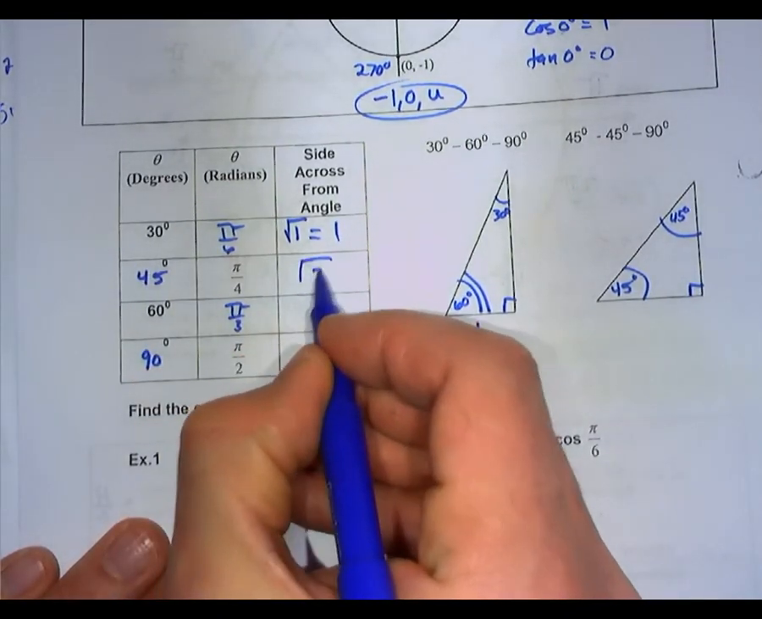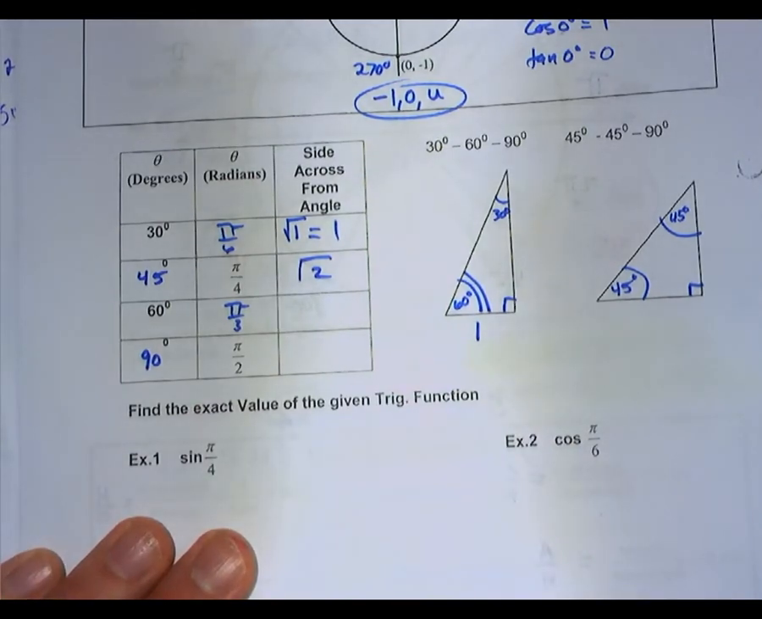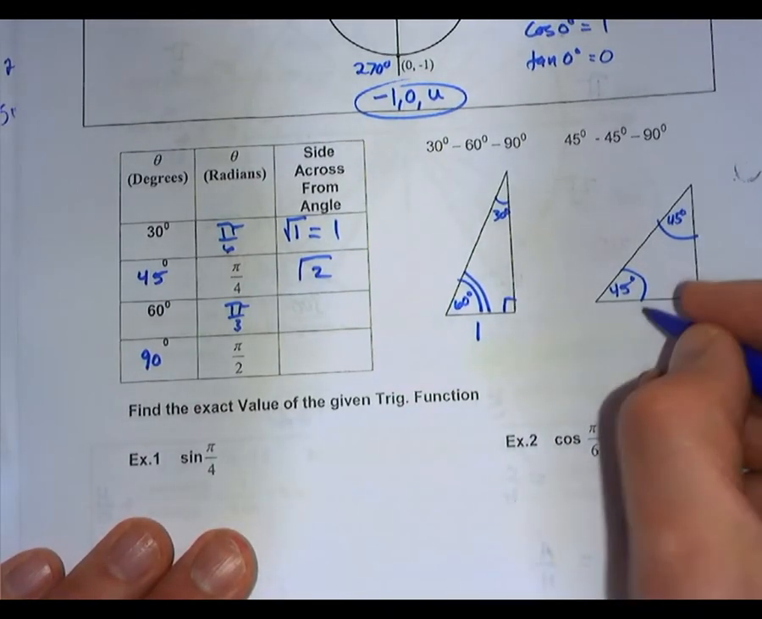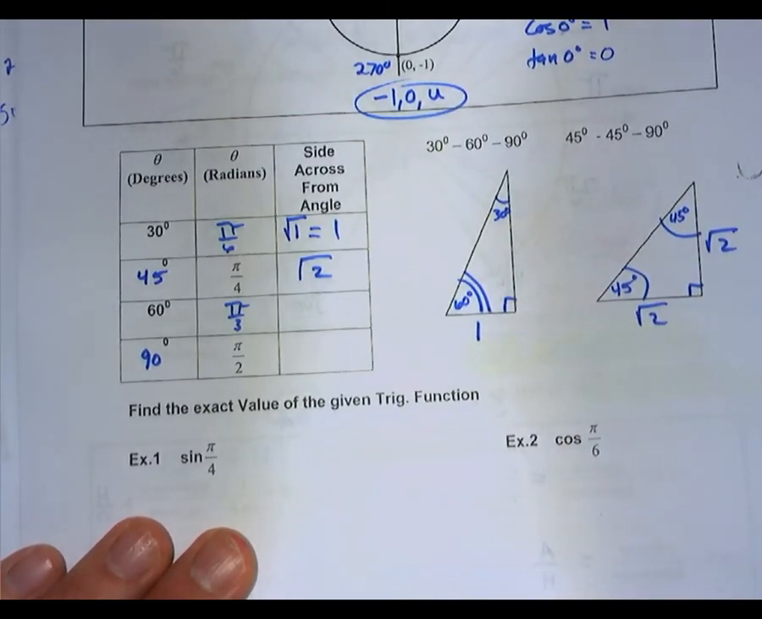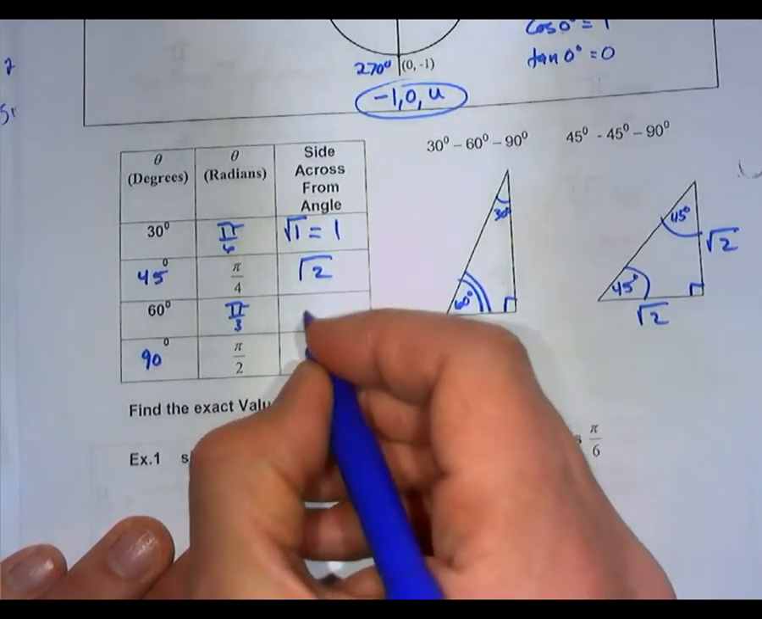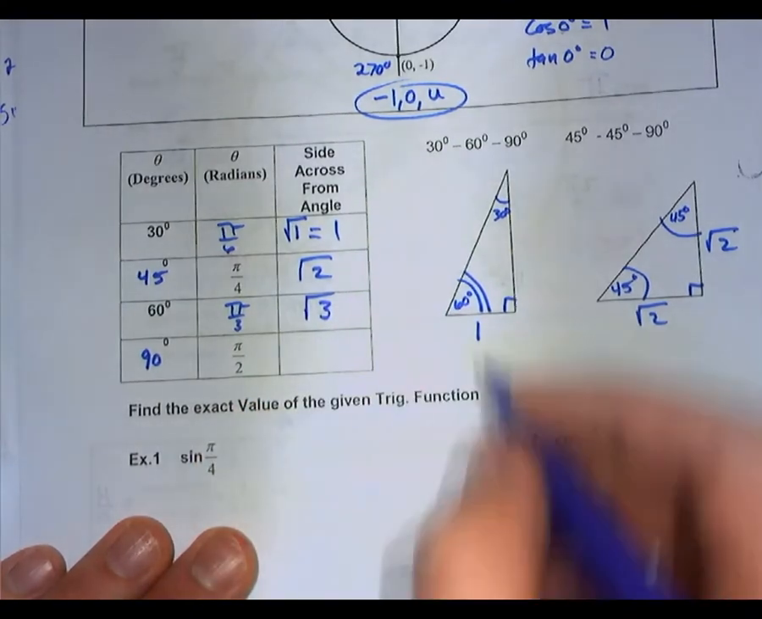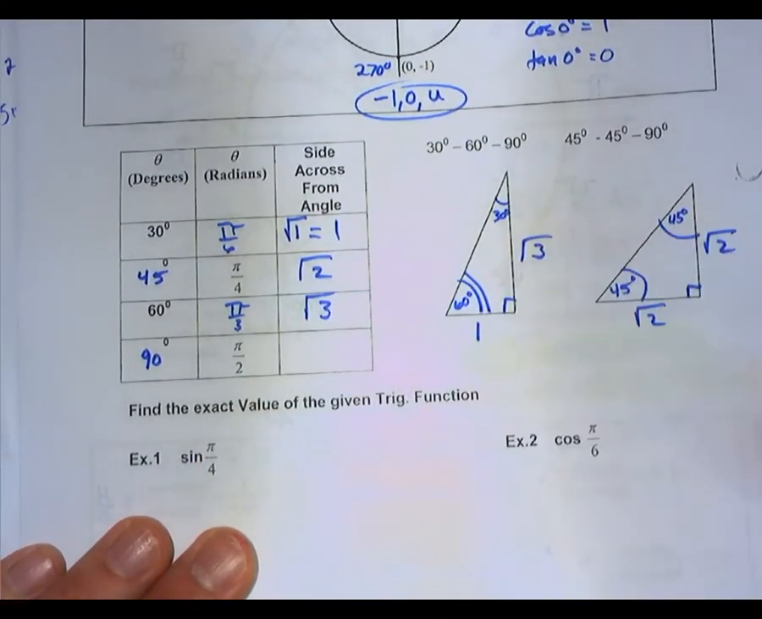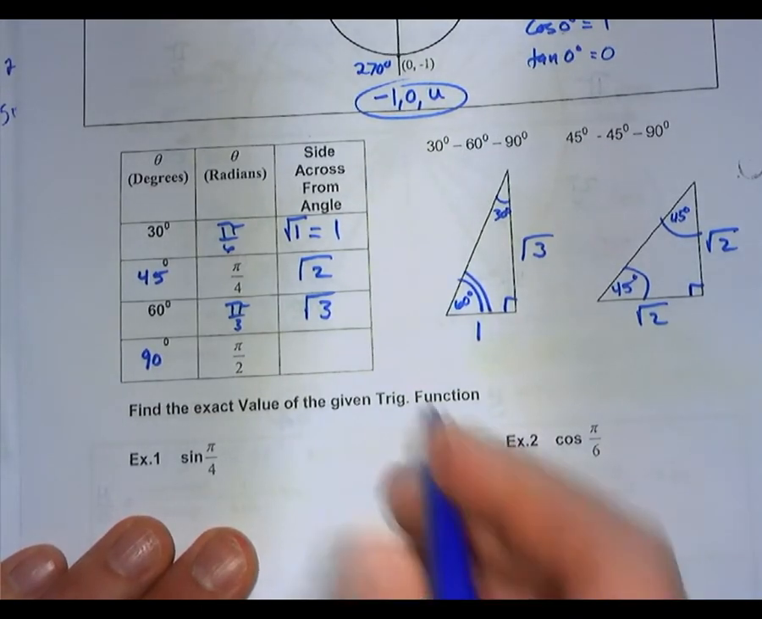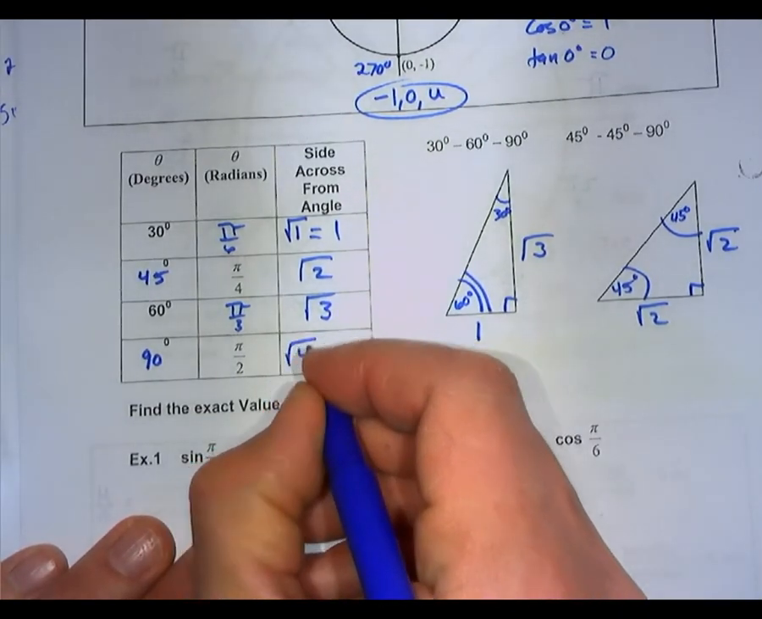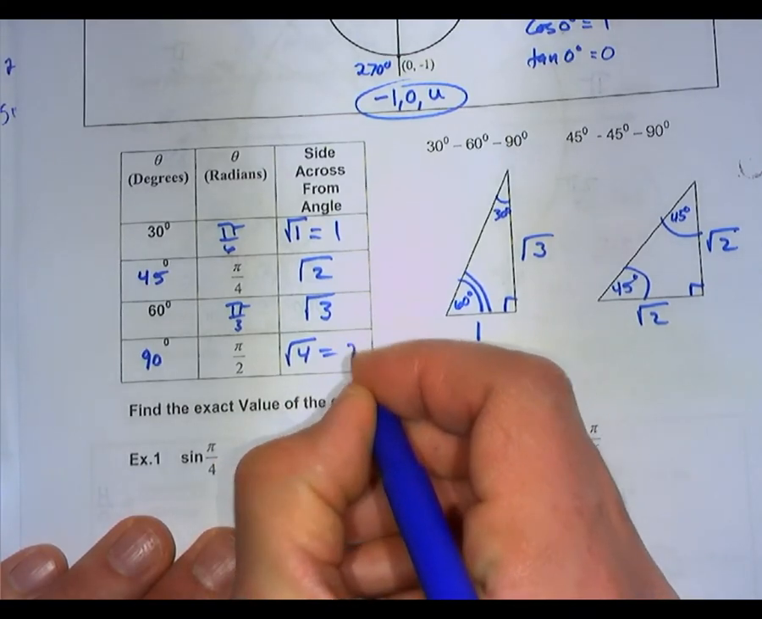45 is the square root of 2. Square root of 2 doesn't simplify, so I leave it, the square root of 2. Well, the next square root would be the square root of 3. So across from 60 is the square root of 3. That doesn't simplify, so I leave it at root 3. And last but not least, the square root of 4 is 2.